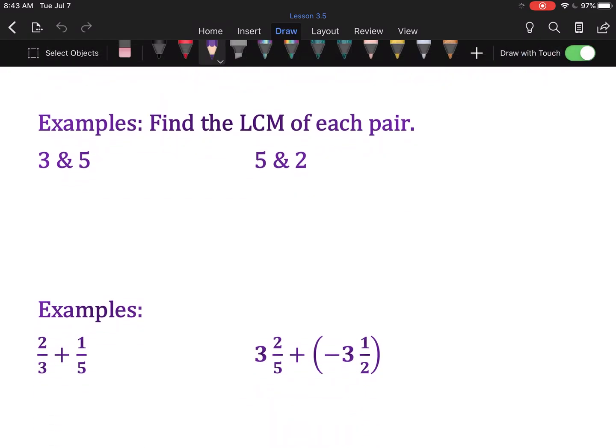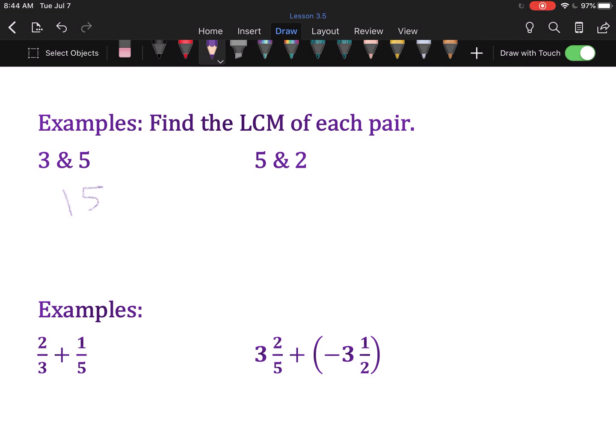So there's an easy trick to find the least common multiple, and that's to take the bigger number and say, okay, does 3 go into 5? No. Check the next multiple of 5. Does 3 go into 10? No. Check the next multiple of 5. Does 3 go into 15? Yes. So least common multiple is 15.